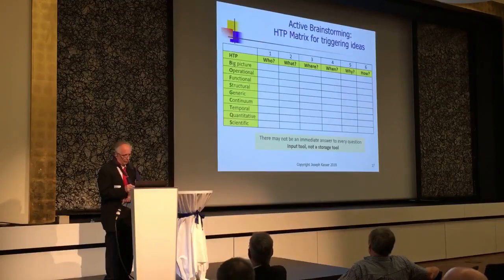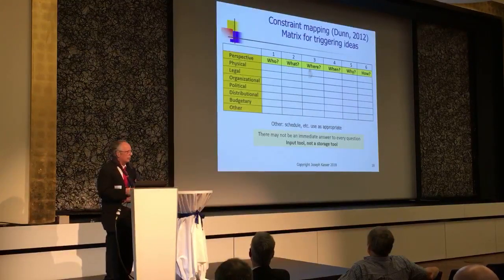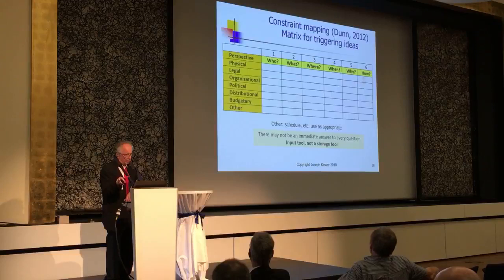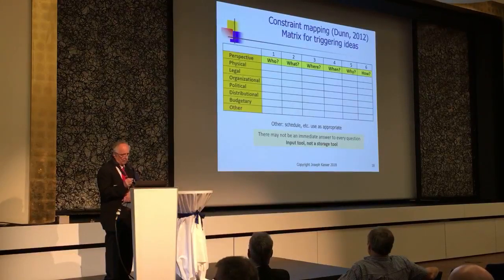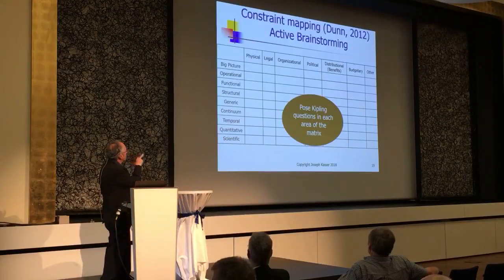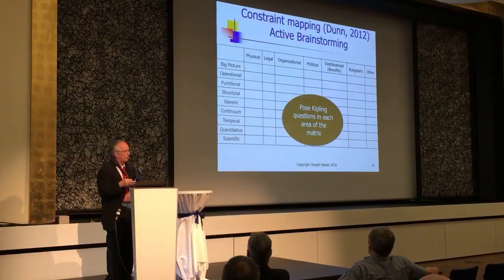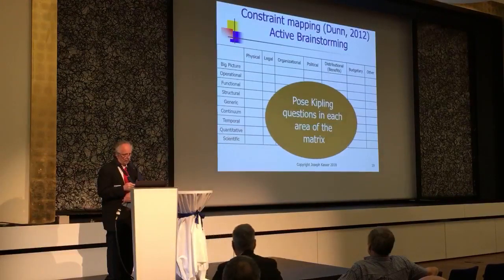Now, another type of matrix is constraint mapping. Constraint mapping deals, in traditional systems, with weight, power, and so on. And so you can take those constraints, put them in your matrix, and ask the same kind of questions. But what do you get if you combine them together? You get a real powerful tool, because you've got the holistic thinking perspectives down that way, the constraints across, and you compose the Kipling questions in each area of the matrix. So all of a sudden, your brainstorming and your idea generation has so many prompts that you'll get a lot more ideas. So you generate the ideas, okay?